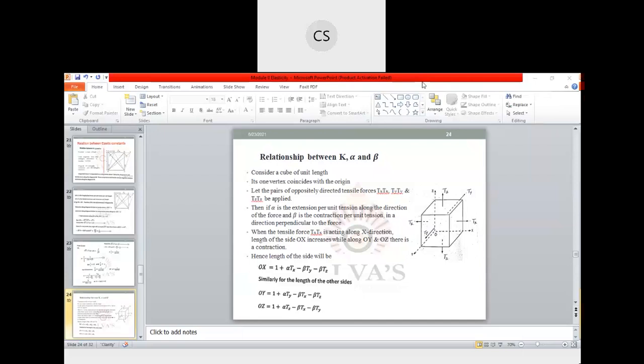The relationship between k and alpha, beta I'm going to discuss again, so don't worry about that. Previous thing, is it clear? Okay, all right. If you have anything to share, you can always raise your hand and put it in the chat box also. Let me go to full screen mode.